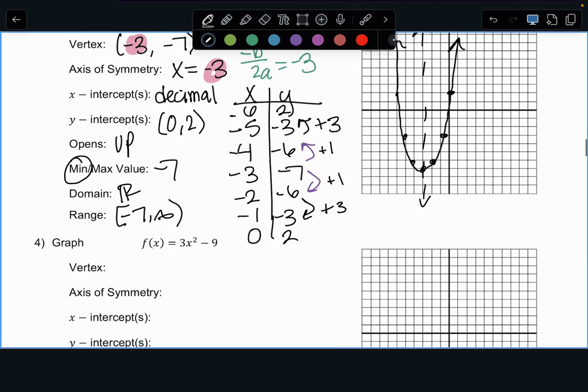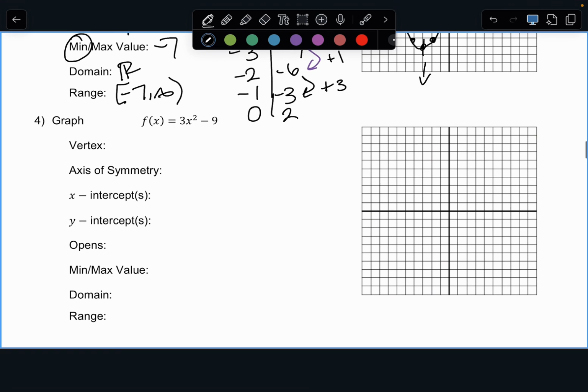Okay, let's do this one, and then we only have 2 more. We're almost done. What's weird about this function? There's no b value. We're missing our middle term. Let's put a placeholder in, plus 0x, so I can get my b value. So now it's in standard form. A is 3, b is 0, c is negative 9.